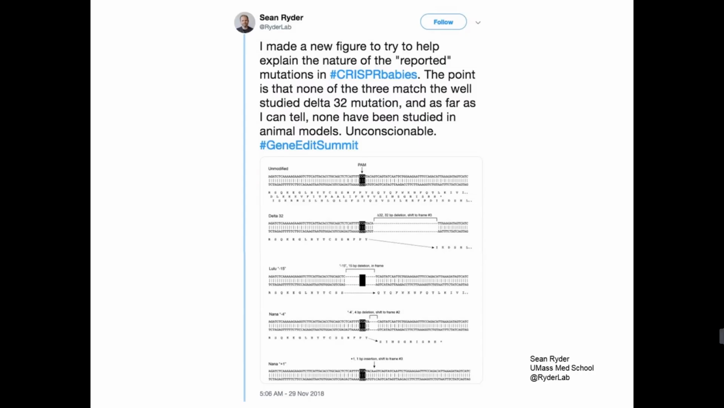If you also want to see what the actual edits look like, it's kind of appalling actually, and they're depicted here on the slide, and here's why. So we have the wild type, which is depicted up here. Here's the Delta 32, and this is actually one of the kids. With this child, we have a 15 base pair deletion, right? And it's homozygous for it.